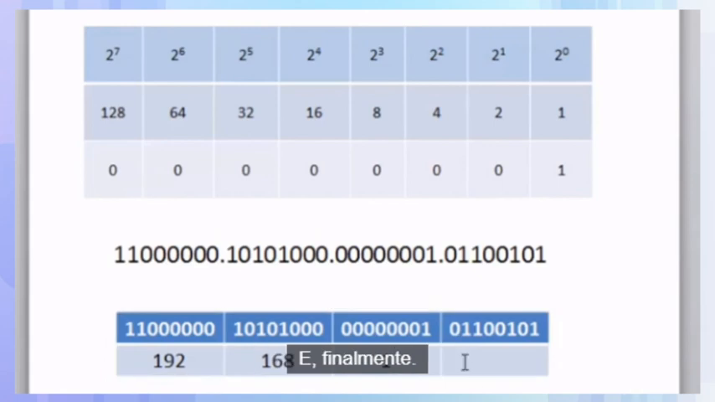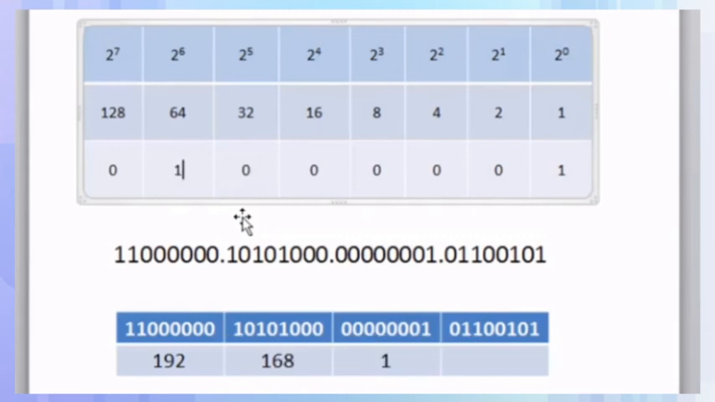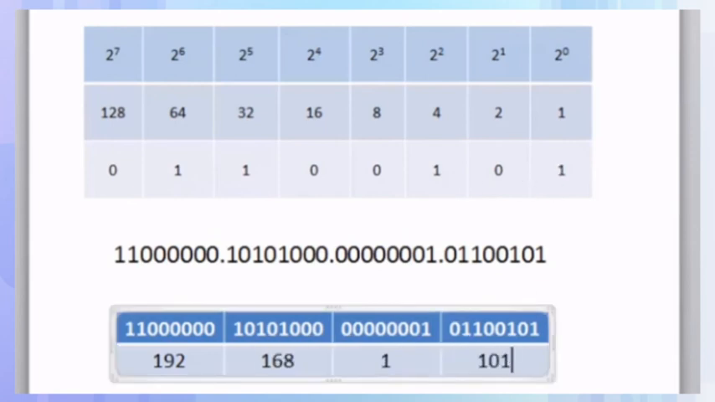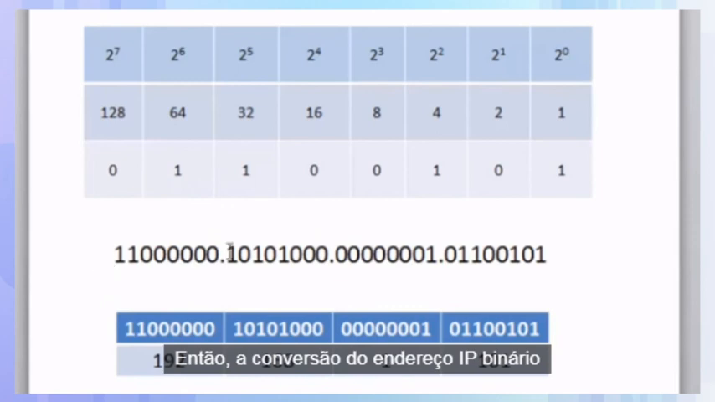And then finally we have a number here. I'll plug it in here into my table. And I have the number 01100101. We can see that 64 plus 32, we've already said, is 96. Plus 4 is 100. Plus 1 is 101. So the conversion of this binary IP address to decimal is 192.168.1.101.